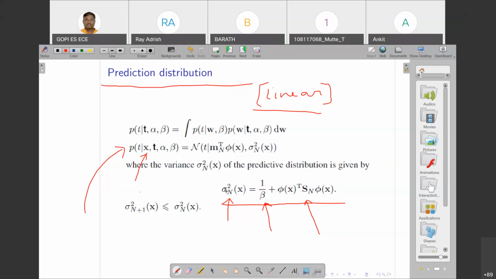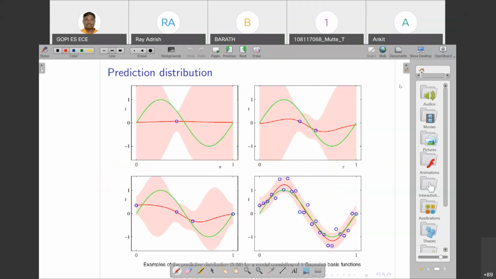Once again, we'll go through that slide after showing this figure. This figure will give a little more clarity. Then we'll come back again to that same slide to understand what the predictive distribution is. So what does this figure indicate?